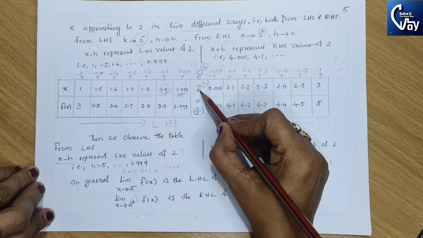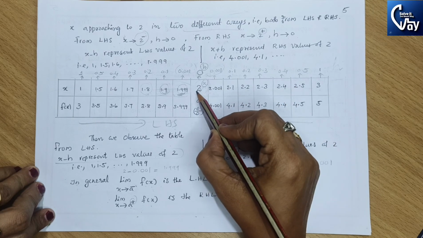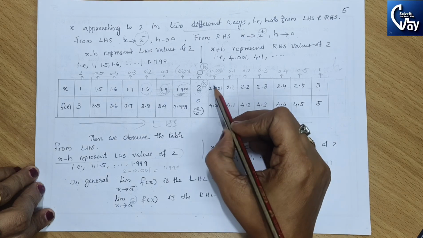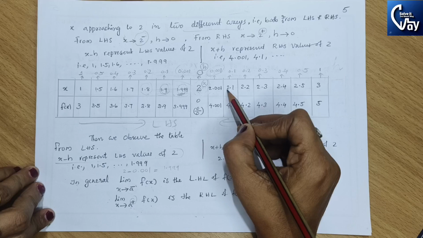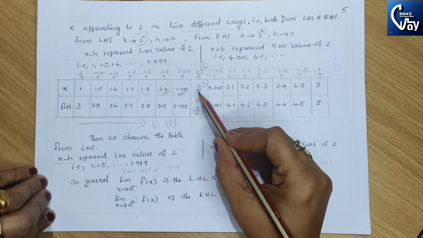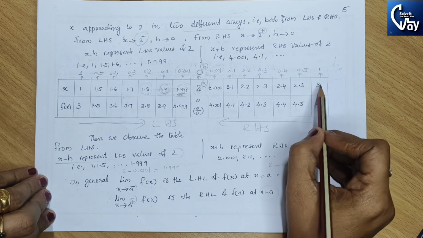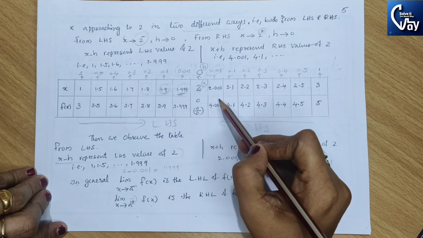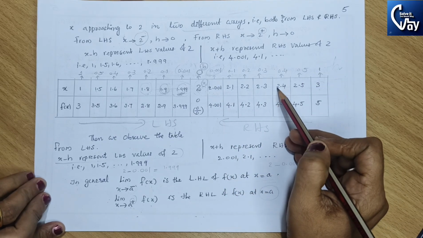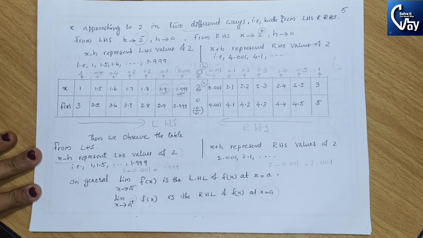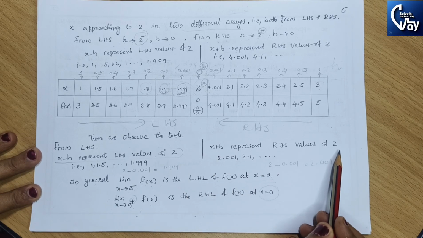Then what is 2? This is our x. Right side values: 2 plus 0.001 gives 2.001. 2 plus 0.1 gives 2.1, etc., up to 2 plus 1 gives 3. So x plus h represents the RHS values of 2. These all are x plus h. Then we observe the table from LHS. X minus h represents the LHS values of 2 and x plus h represents the RHS values of 2.